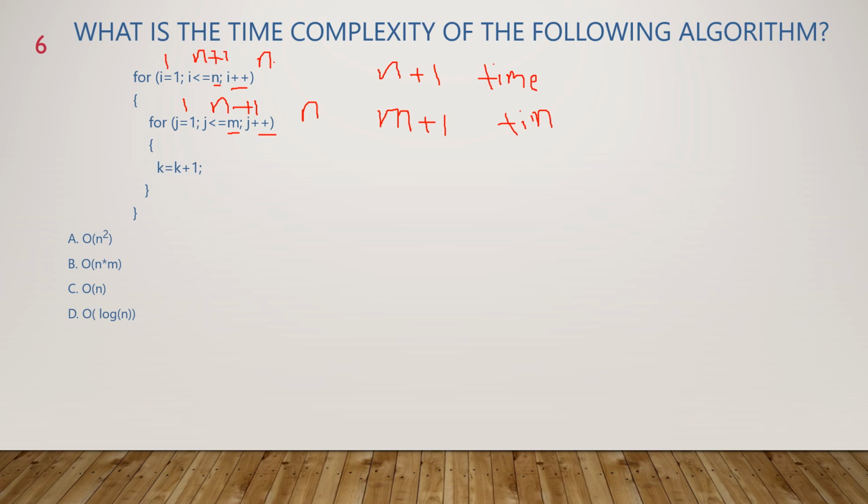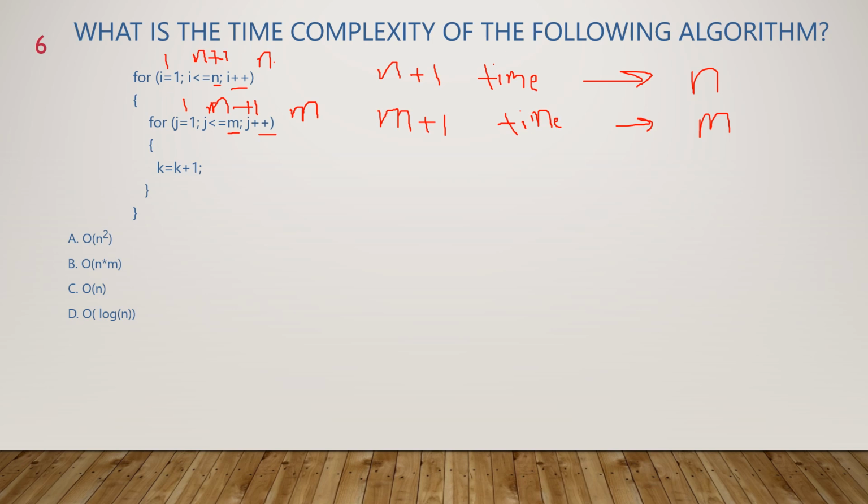Because this one is m, and this one is m too, because it depends on the value of m. This is m plus 1 times, this is m times. Okay, based on this, the time complexity of the first one is big O of n, and for the second one this will be m. That means big O of m.